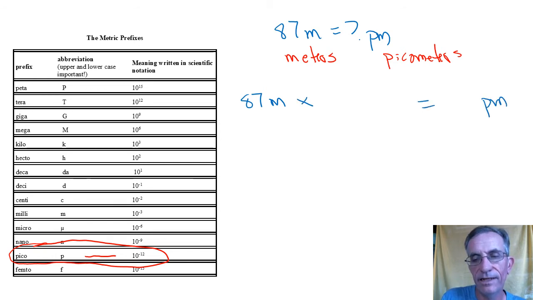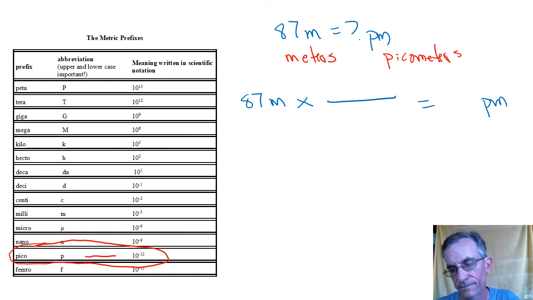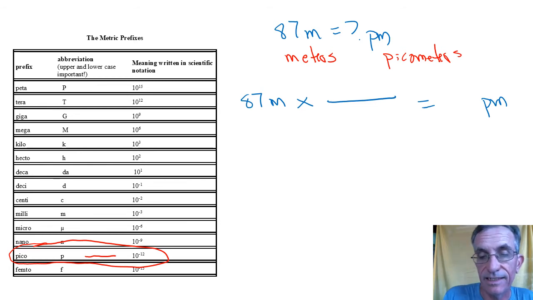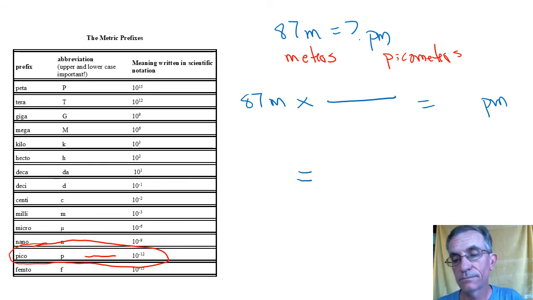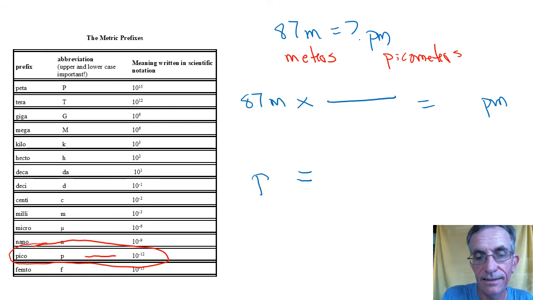In the middle here, we're going to put a conversion factor. The new thing is you've got to come up with that conversion factor. You're going to have to make it up. So to make it up, what I'm going to do is first write an equal sign. Then I write the letter on one side, the number it means on the other side. So the 10 to the minus 12 should be on the right-hand side.